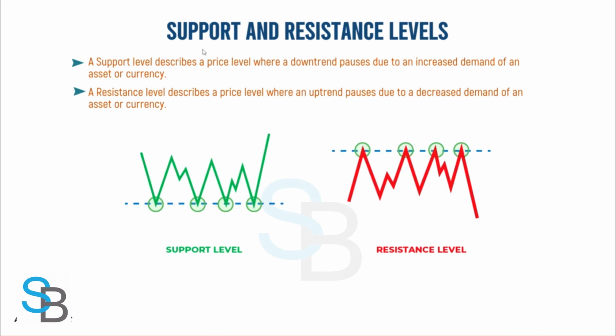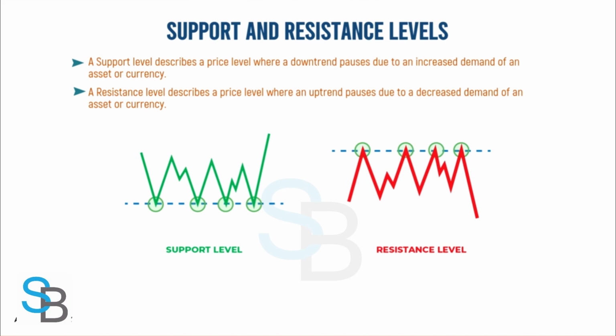A support level describes a price level or a price zone where a downtrend pauses due to an increased demand of an asset or currency. A resistance level is the opposite. It describes a price level or a price zone, which is basically a range of price levels, where an uptrend pauses due to a decreased demand of an asset or currency.